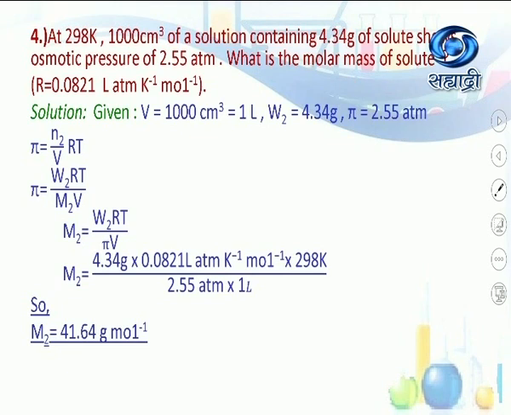The molar mass. We know that the molar mass of what? Molar mass of solute, meaning we need M2. So M2 is equal to, and since it is molar mass, what will be its unit? Gram per mole.